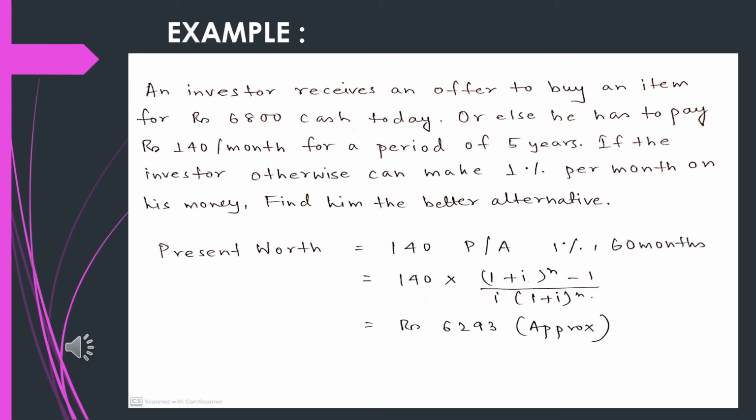So we can consider it to be an annual worth. So 140 from annual is turned into present worth with 1% per month, and the time period of 5 years has been converted into 60 months. If we calculate it, we get the figure of approximately 6,293. So within these two options, it is far better for the investor to pay monthly rather than paying upfront.